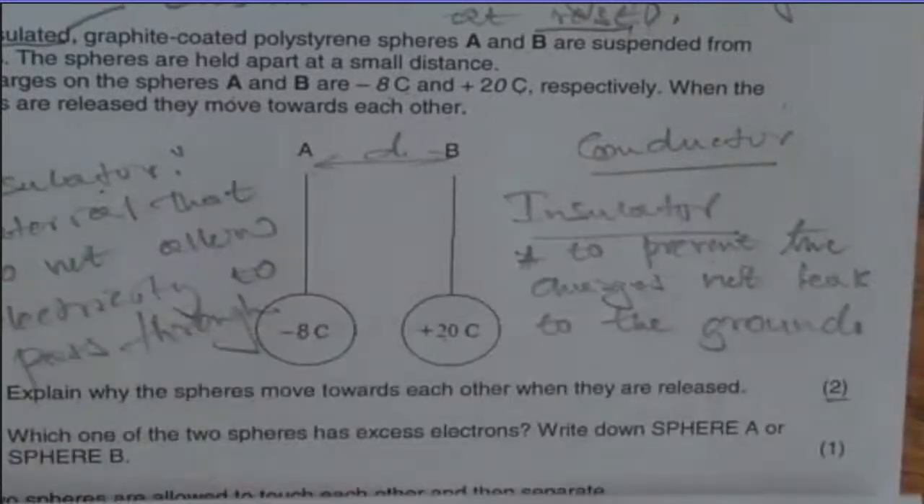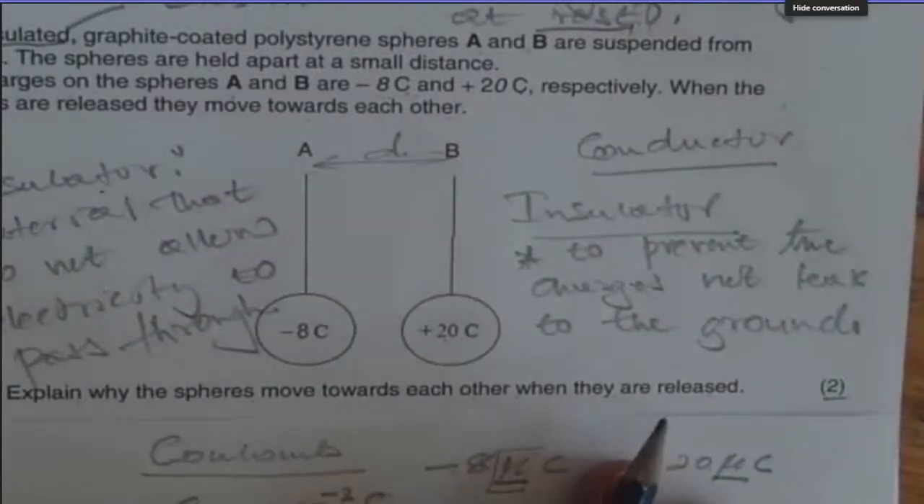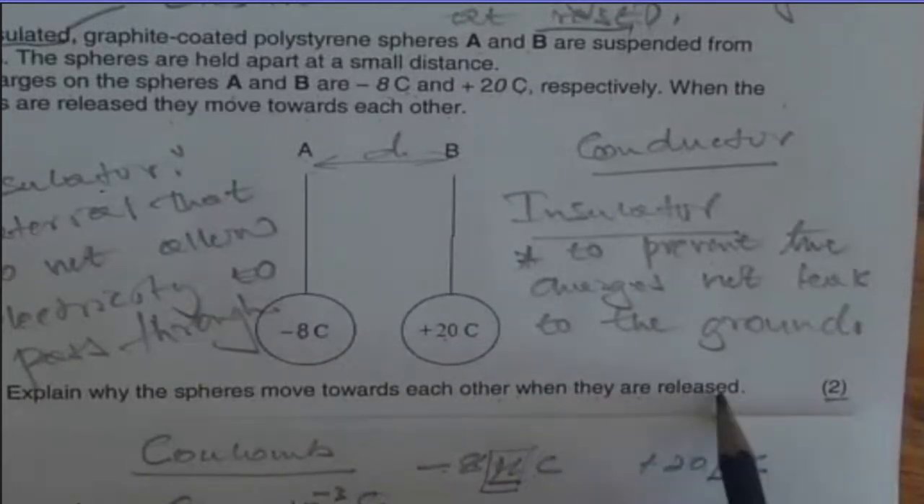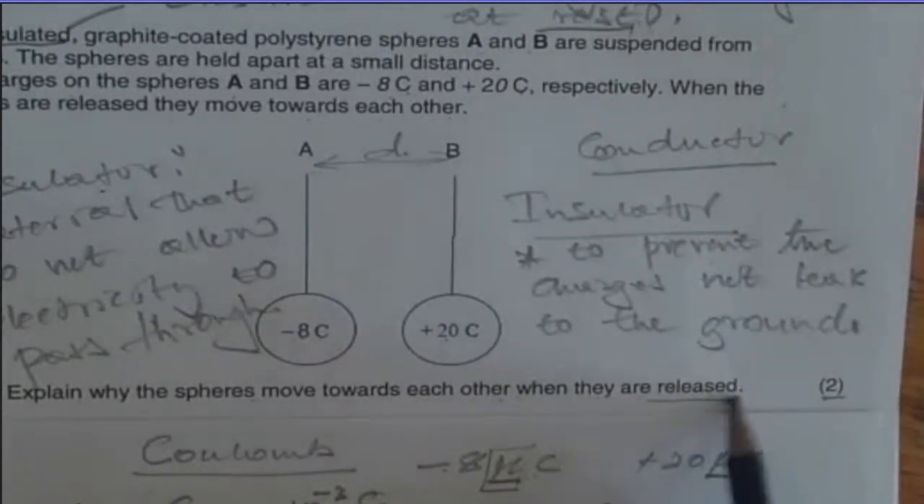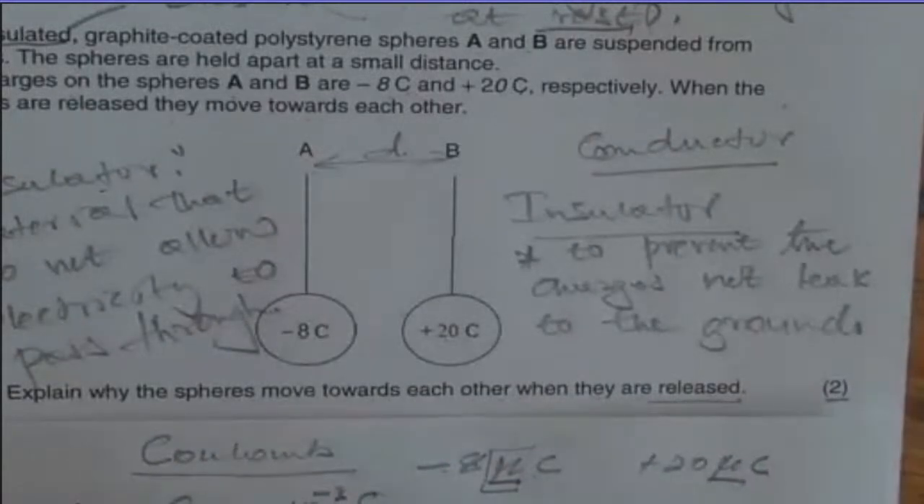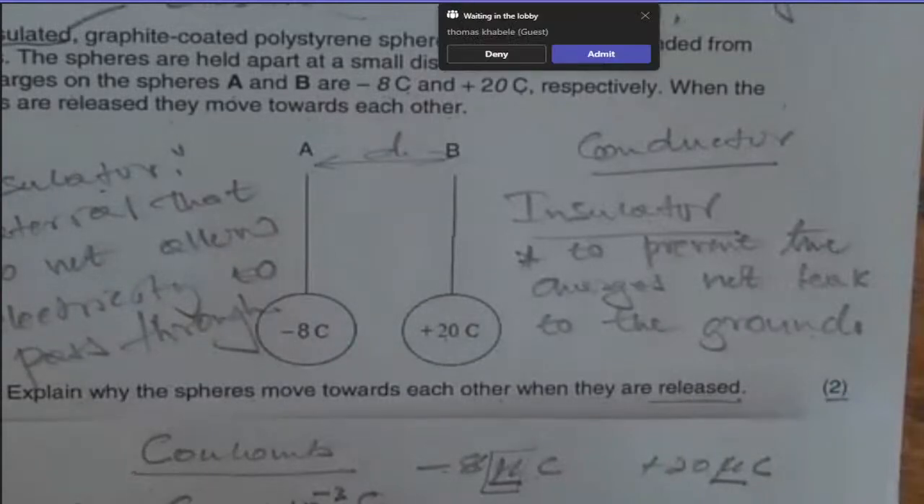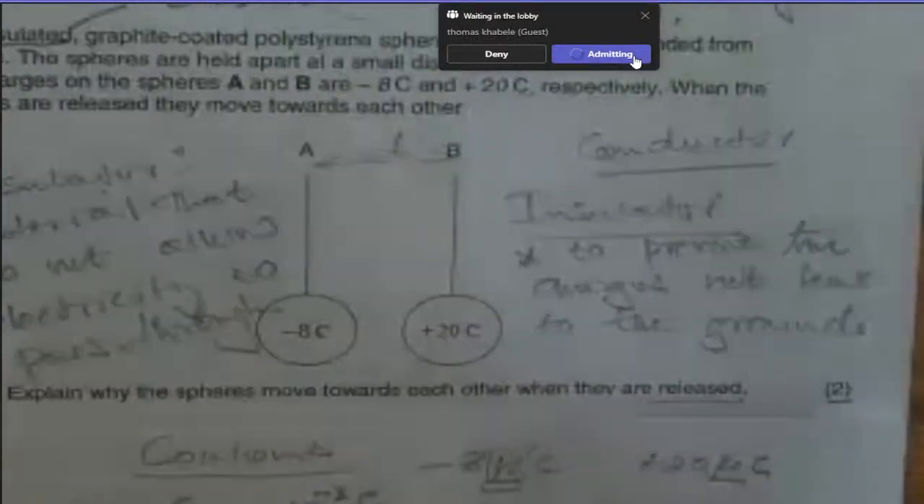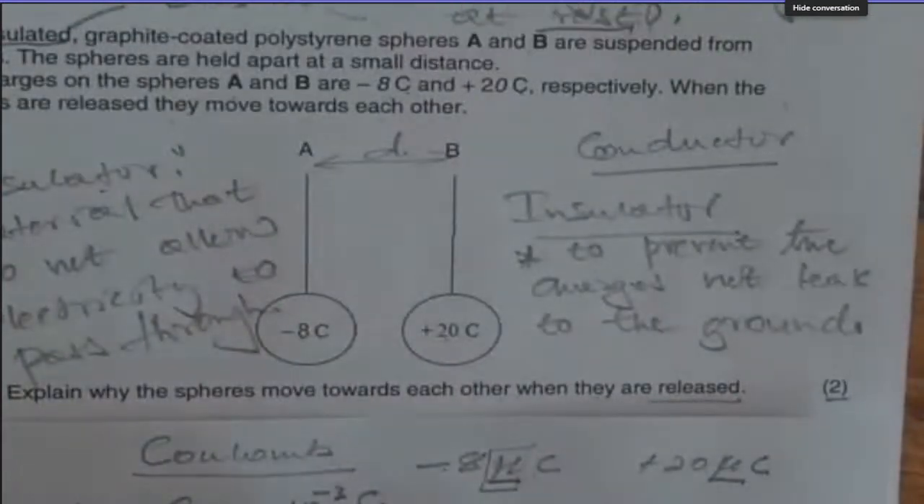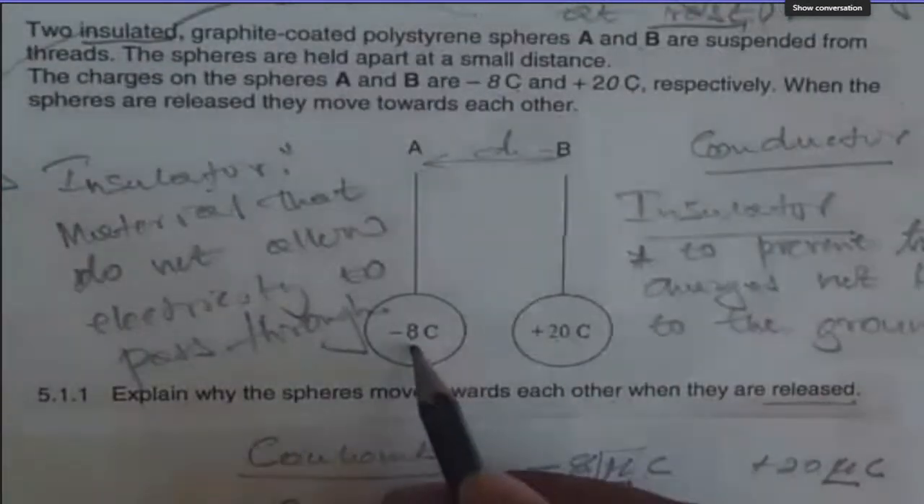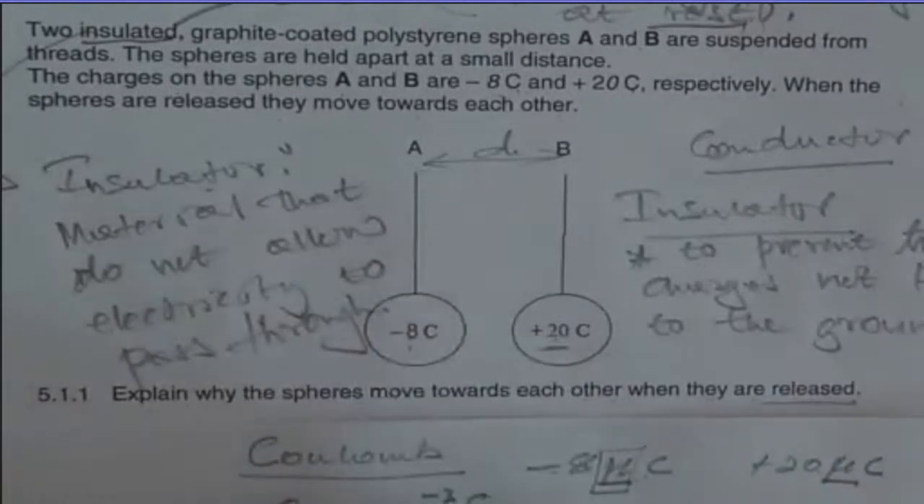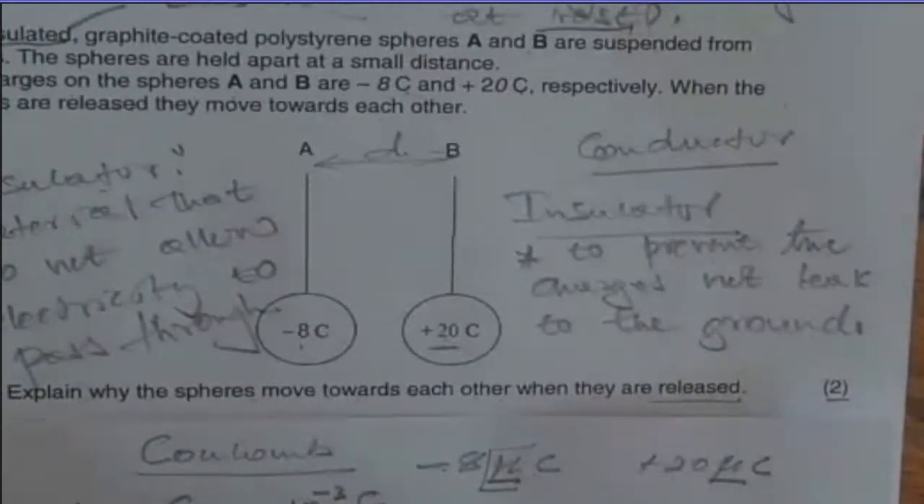All right. Now, explain why the spheres move towards each other when they are released. If you talk about electrostatics, there will be 2 types of charges. It will be positive and positive, negative and negative. That is grade 9 work. We know unlike charges and like charges. We talk about the force of attraction and also the force of repulsion. So this one is negative, this one is positive. Obviously, they are going to attract each other. So explain why the spheres move towards each other.